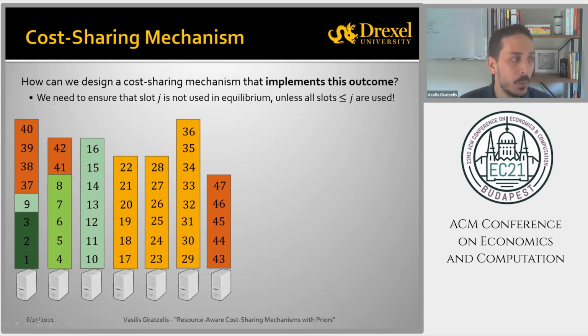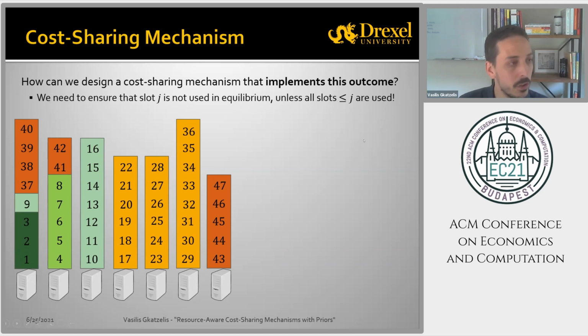And what we need to do is to ensure that slot J is never used unless all the slots before it have been used, right? So if we use, for instance, slot 15, it better be the case that there's jobs using all the other slots leading up to this, 1 to 14. Otherwise, this would not be the outcome that the online algorithm would suggest. But how do we do that? How can we design a cost-sharing mechanism that achieves this?